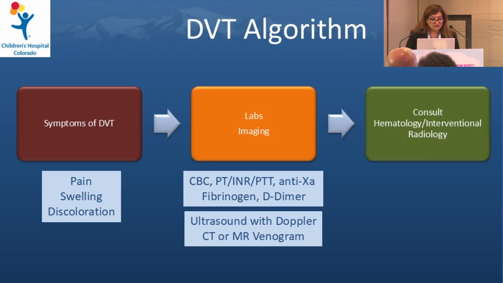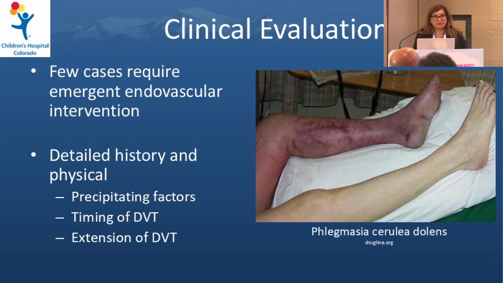So at our hospital, we have this DVT algorithm where a patient does present with symptoms of DVT, then we actually do our labs and our imaging, and then we'll actually have to look and get our hematologist involved and our interventional radiology department involved. So when we start with our clinical evaluation, remember, first, very few cases actually require an emergent endovascular intervention. This is a case of phlegmasia ceruleus dolens, fortunately extremely rare, but it can happen. And that's when you'd actually have to intervene emergently.